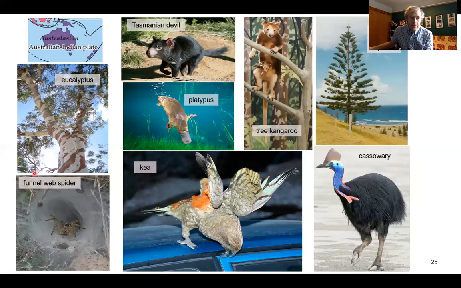Also in Australia, we get the funnel web spider, the famous eucalypts, the kea, and a large number of parrots are based exclusively in Australia. Cockatoos and things like that. The cassowary, these things you get in far north Australia. I've only seen one of them. They're absolutely fantastic animals, but they're terrifying.